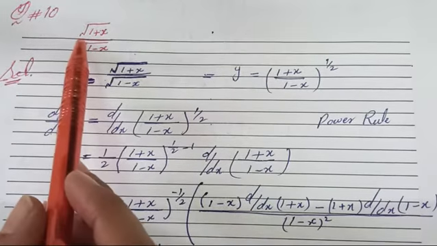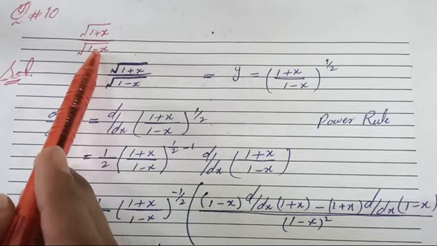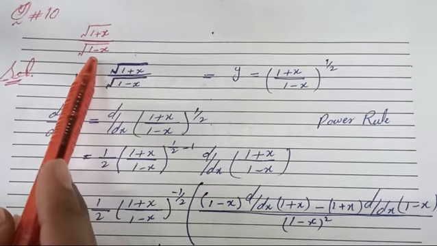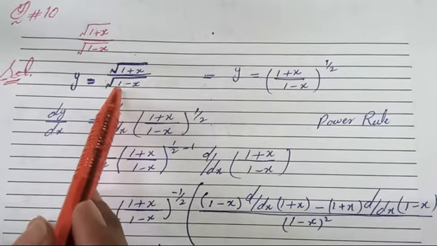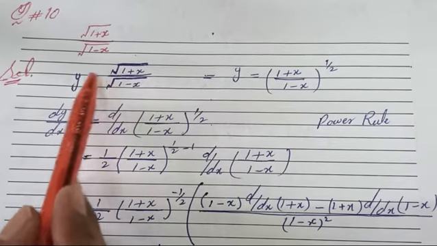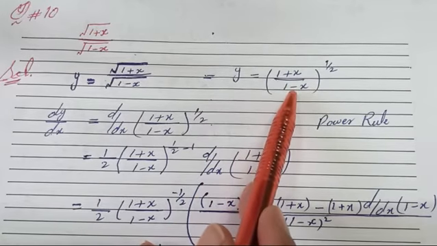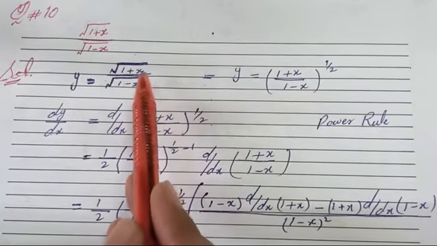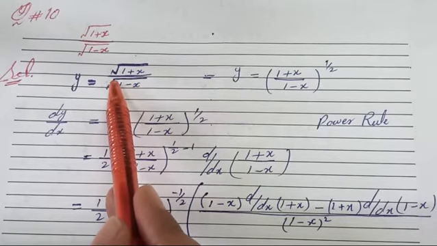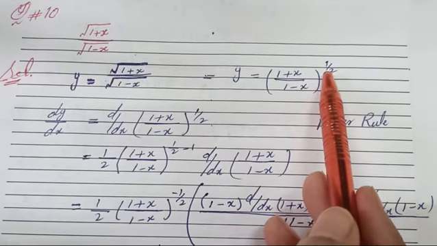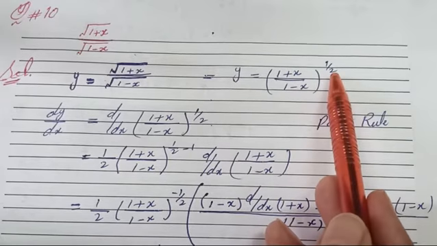Question number 10. Square root of 1 plus x in the numerator is divided by square root of 1 minus x. First of all, write the given statement equal to y. Y is equal to square root 1 plus x over square root 1 minus x. We can write this in the form: y is equal to (1 plus x over 1 minus x) whole power 1 by 2, as the numerator and denominator both have power 1 by 2 in the form of a square root. So we have written the power in single form: (1 plus x over 1 minus x) whole power 1 by 2.